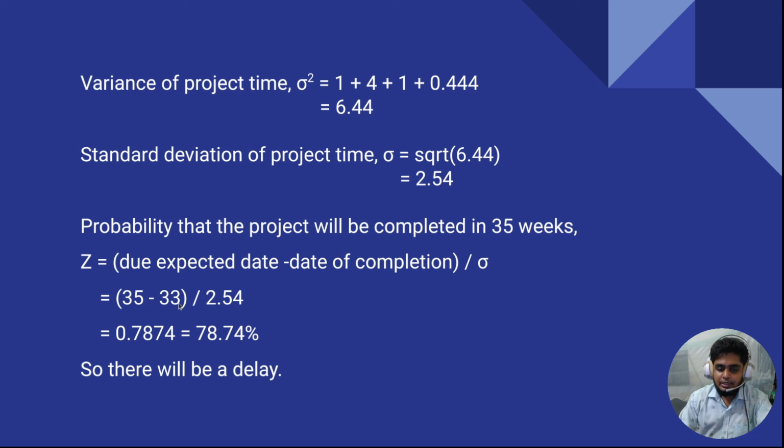So just subtract: 35 minus 33 is equal to 2, and 2 divided by 2.54 is basically 0.7874, and you can also write it as 78.74%. And so there will be a delay. So this is the answer for the second question. I hope you understand everything. If you didn't understand this, just rewatch this video. I hope you understand clearly.